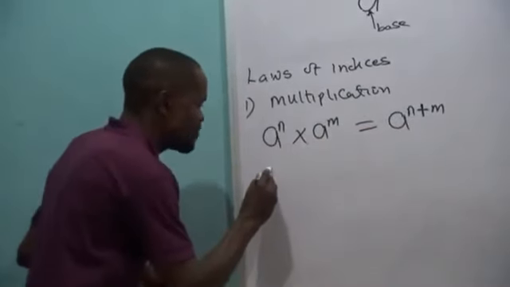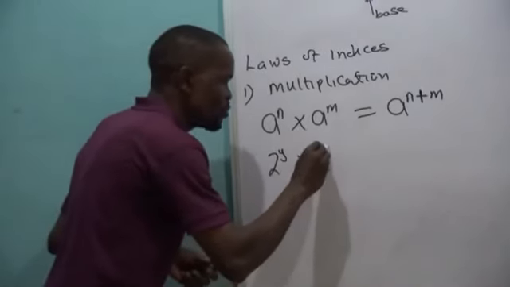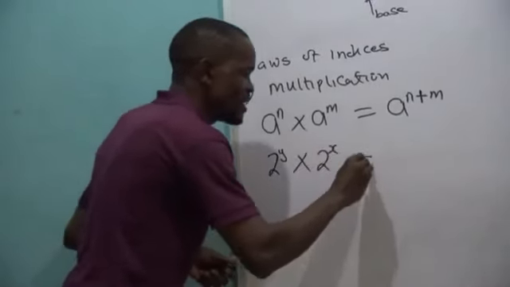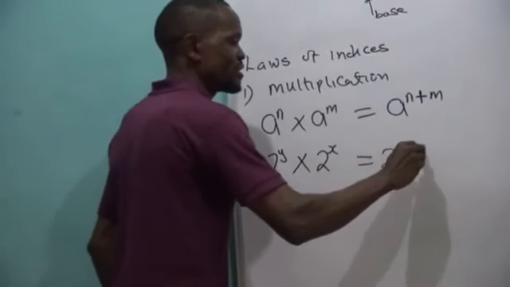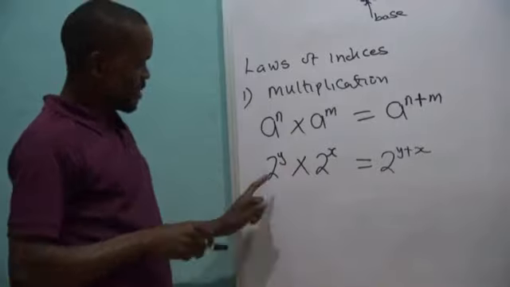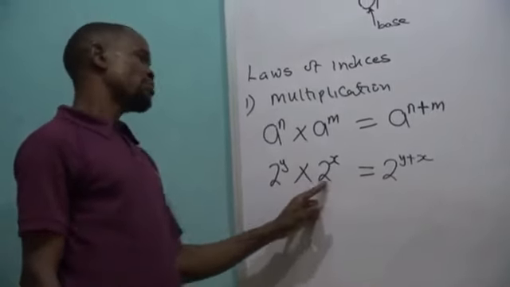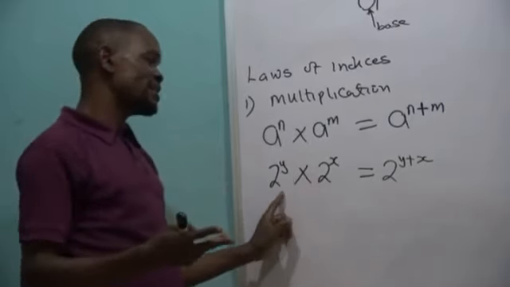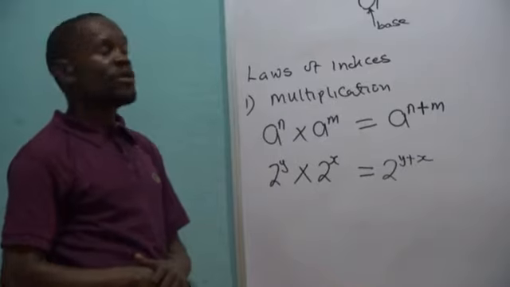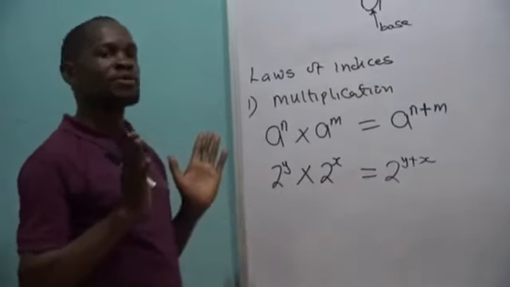For instance, I have 2 raised to power y times 2 raised to power x. I will now say it is equal to 2 raised to power y plus x. This base 2 and this base 2 are multiplying themselves, so the two conditions are satisfied. They are the same base and they are multiplying themselves. Therefore, I will say y plus x; I add their power.